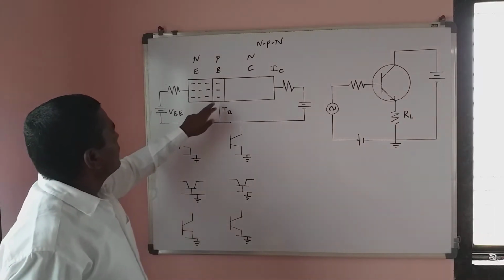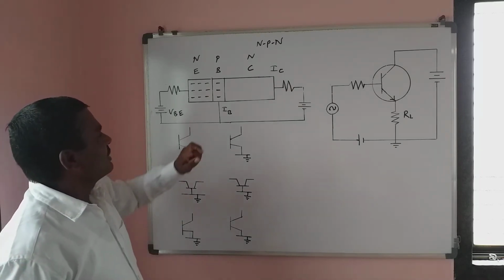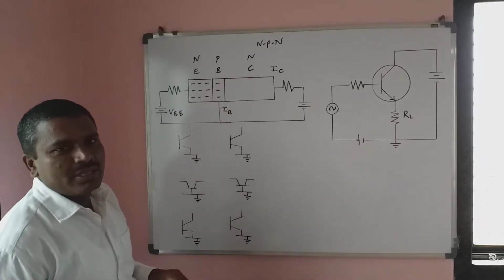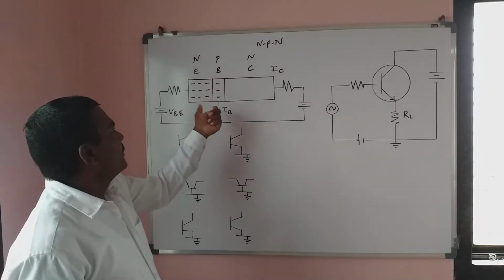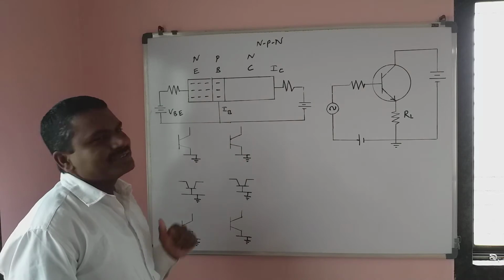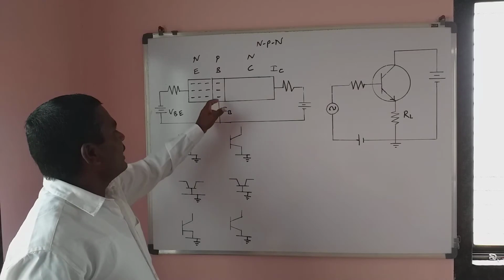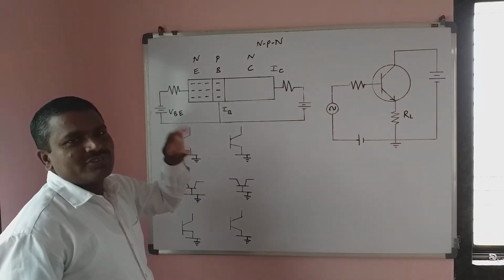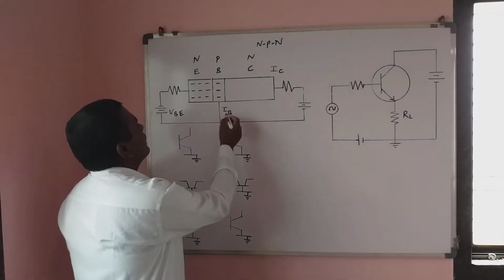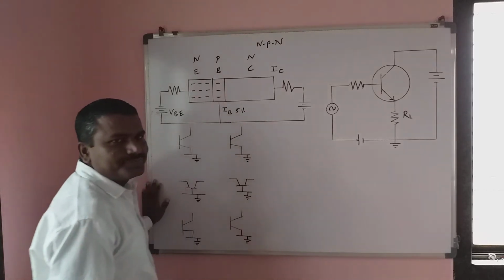We know that in the NPN transistor, the base is lightly doped and thin. Then the current through that base region is about 5% of IE, that is the current flowing through the emitter. Due to its small region, lightly doped and thin junction, the current flowing through the base is about 5% of IE.